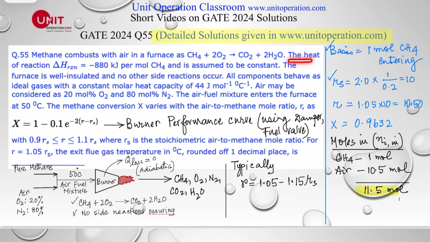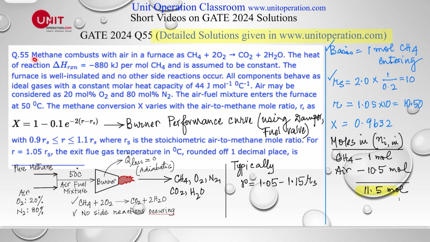The heat of reaction is given for this burning reaction and is assumed to be constant, independent of temperature. That's the assumption. The furnace is well insulated, so there is no heat loss from the furnace, adiabatic, and no other side reactions occur. So that's definitely an assumption. All components behave as ideal gases with constant molar heat capacity.